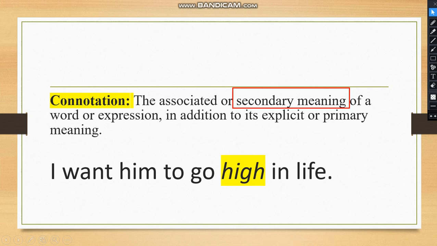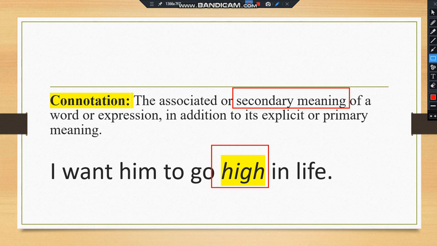I want him to go high in life. The word high normally means a place that is located above other things. It talks about something that's big, tall. However, in the given example, I want him to go high in life, the high does not mean a high place. It means an achievement. I want him to achieve something great. So the secondary, connotative meaning of the word is used here, not the primary meaning.